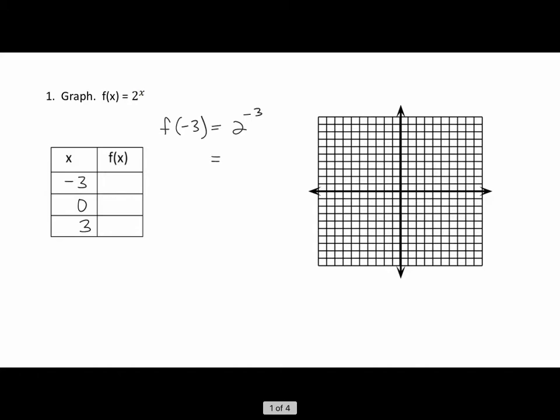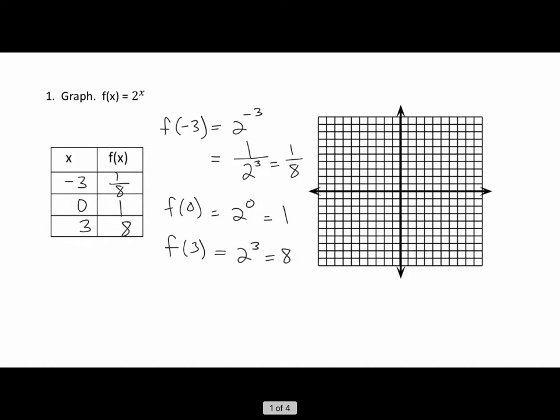Remember, the negative exponent tells us to move that base over a division bar so that it has a positive exponent. And then we can evaluate 2 to the third power. 2 times 2 times 2 is 8. So 1/8. f of 0, if we put 0 in for x, 2 to the 0th power is 1. And finally, f of 3 is 2 to the third power, which is 8.